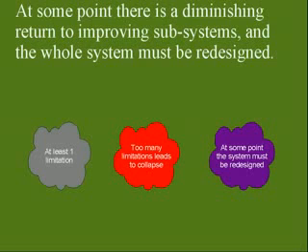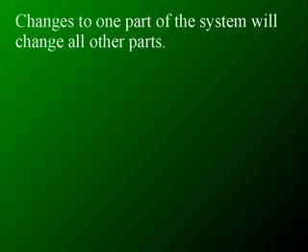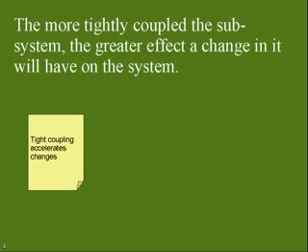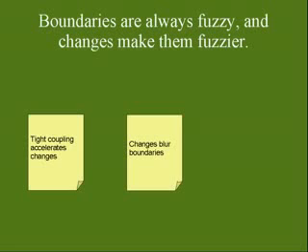Changes to one part of the system will change all other parts. The more tightly coupled the subsystem, the greater effect a change in it will have on the system. Boundaries are always fuzzy. Changes make them even fuzzier, which can make it more difficult, when you're putting changes in place to a system, to determine how each subsystem interacts with the others.